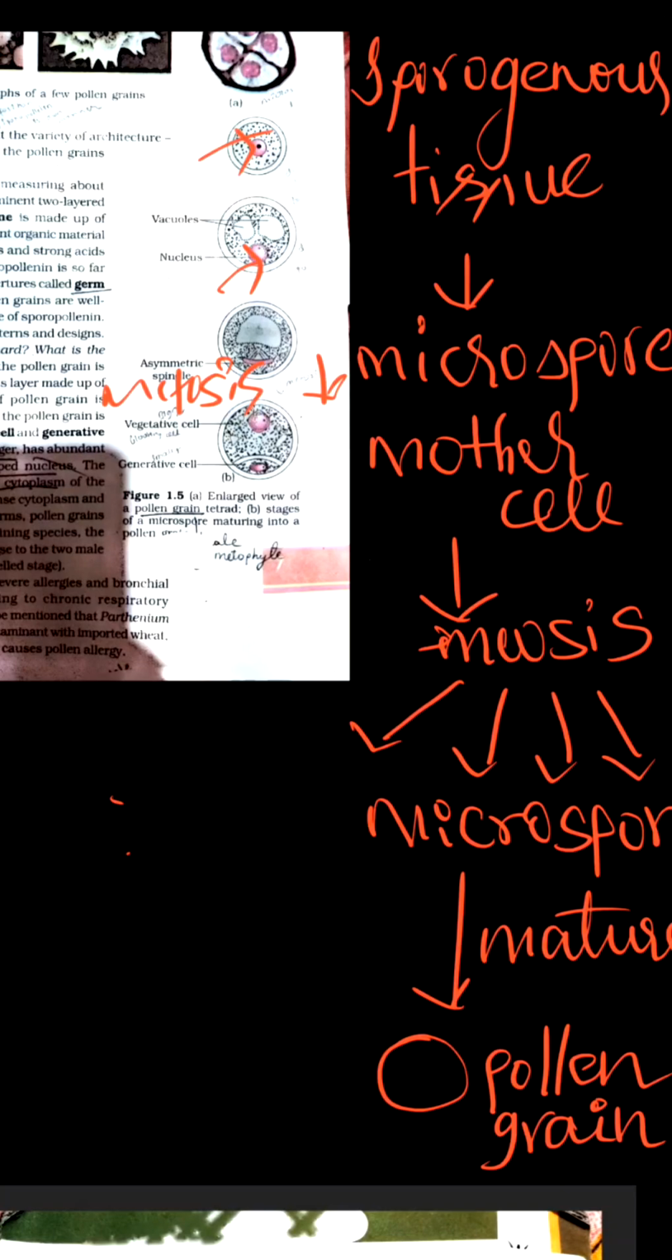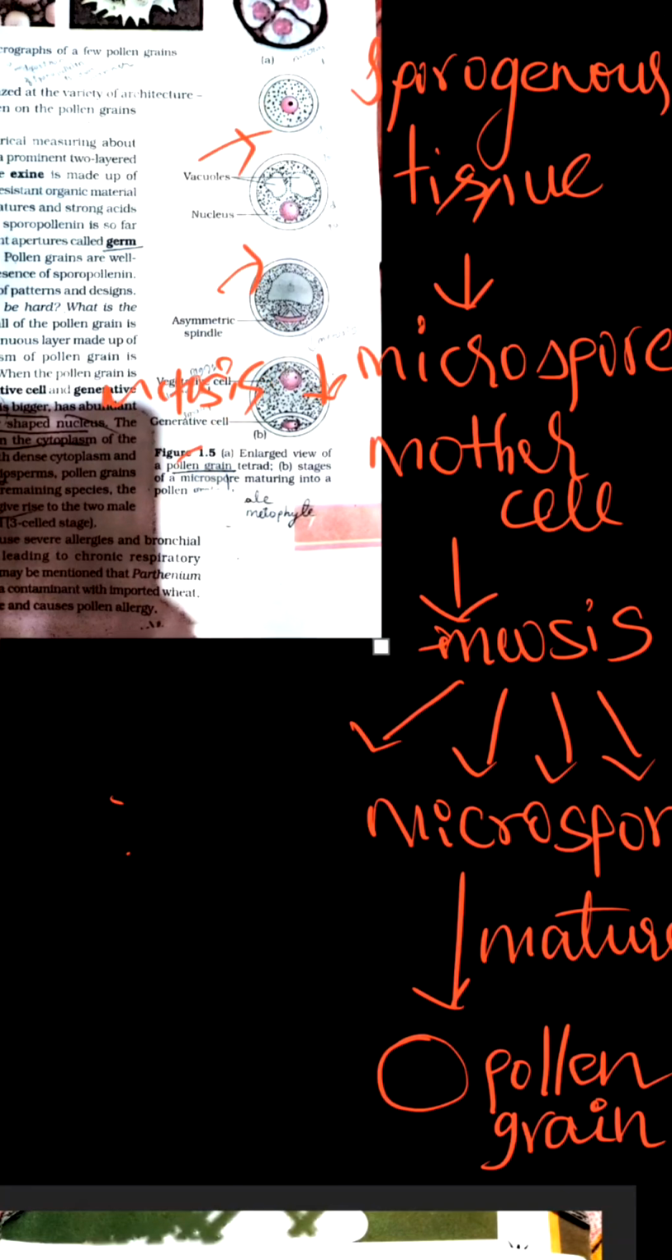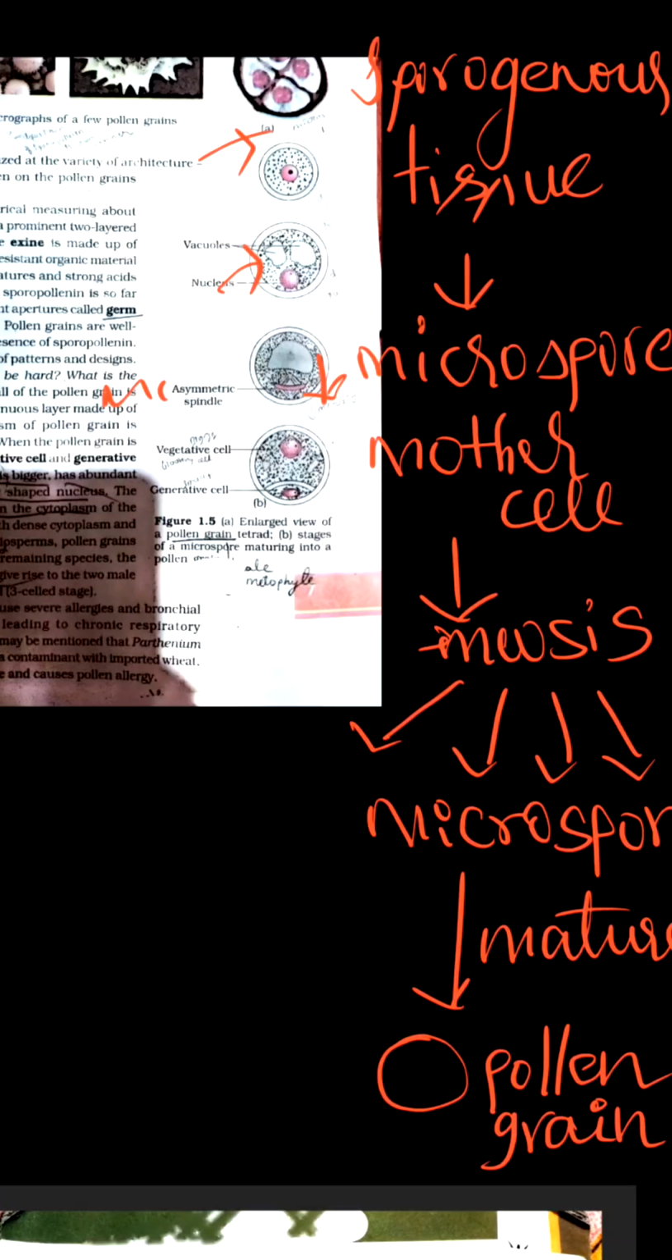What will happen inside the microspore? It will be divided into two cells. One is the vegetative cell, another is the generative cell. The generative cell is a small cell, which will float inside the vegetative cell, whereas the vegetative cell is a bigger and very nutritious cell. This generative cell will once again undergo mitosis and divide into two male gametes.